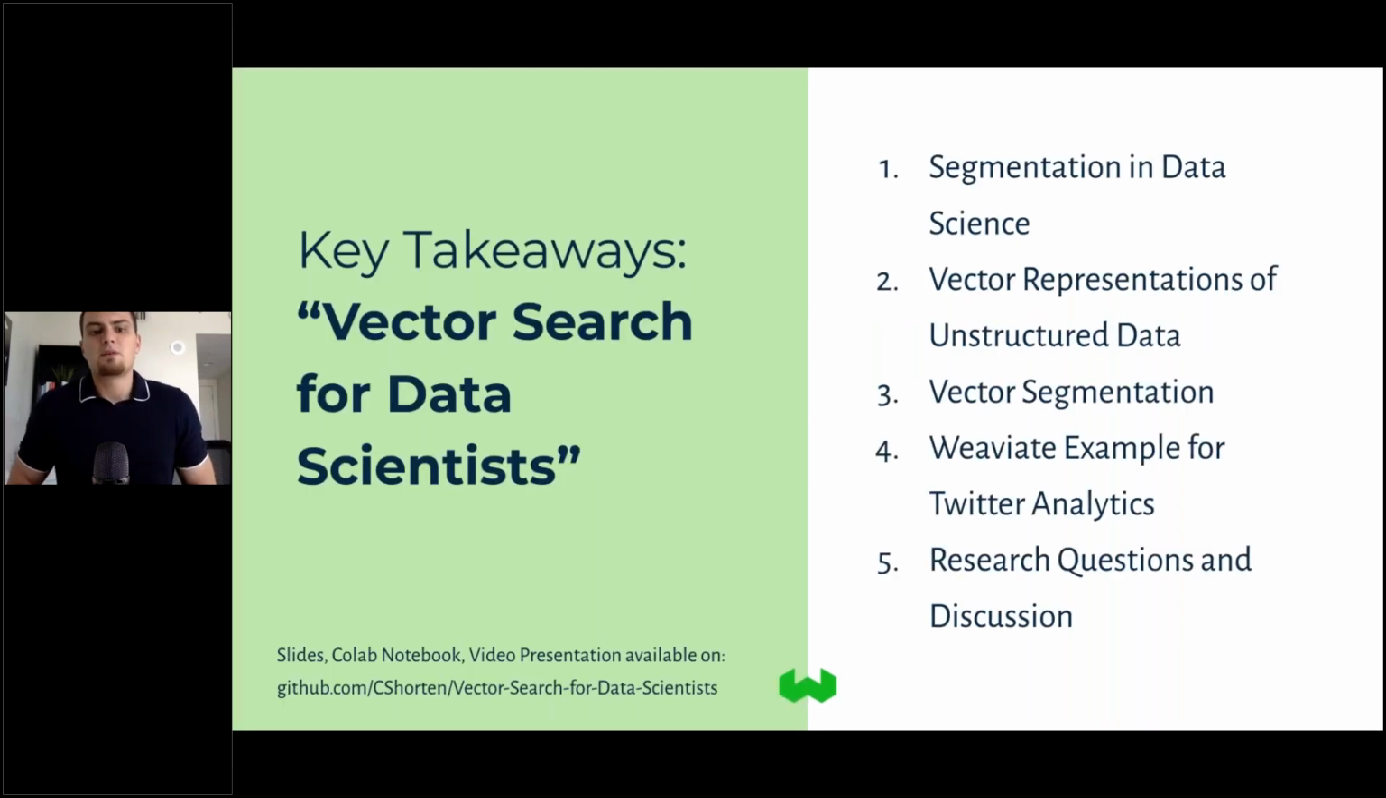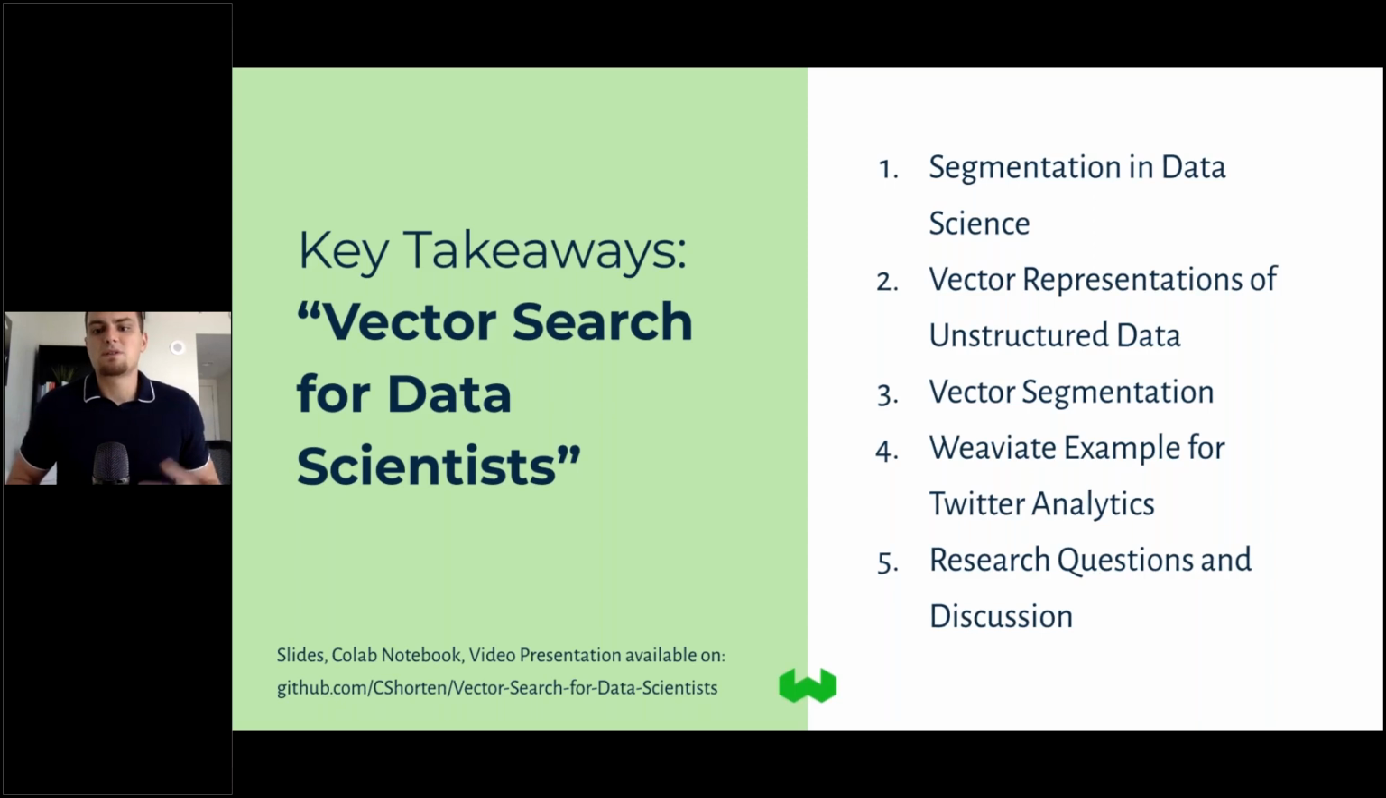So to summarize, here are the key takeaways on this talk on vector search for data scientists. We looked at this idea of segmentation in data science, how we can take metrics like impressions and how we can segment it to get a better sense of it by using other attributes like what time it was posted, whether it has a URL link, and so on. The second key idea was to understand vector representations of data. How do we get vectors that represent our data? How are deep learning models trained to produce vectors, and what determines semantic similarity between vectors?